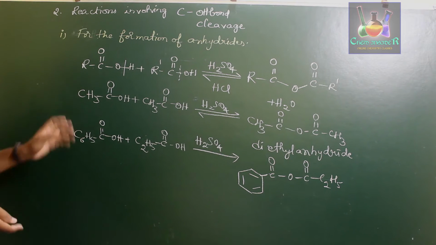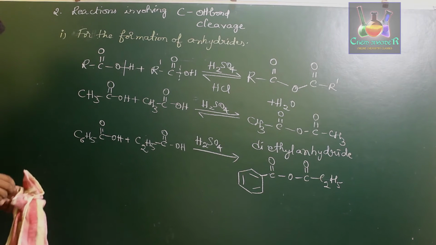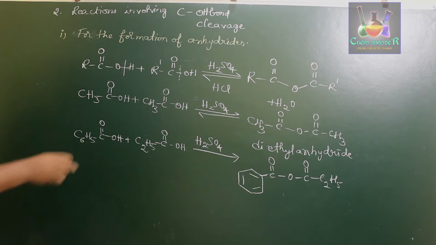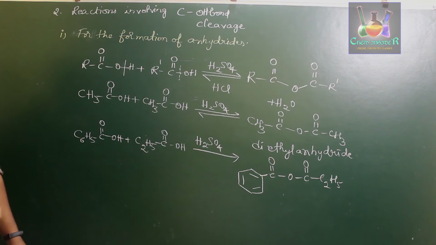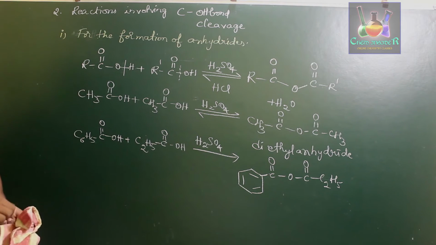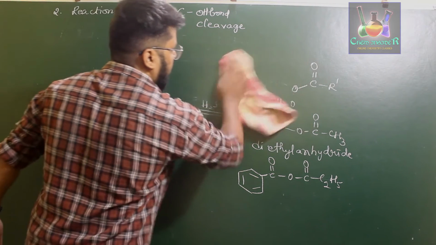Okay, so this is the first reaction of carboxylic acid involving carbon and hydroxyl bond cleavage. So here there is one compound which is undergoing carbon and oxygen bond cleavage. The other compound will be considered for the cleavage of the oxygen and hydrogen bond. Therefore, you can also consider this reaction for the reactions involving oxygen and hydrogen bond cleavage. Okay. Next is preparation of esters from carboxylic acids.